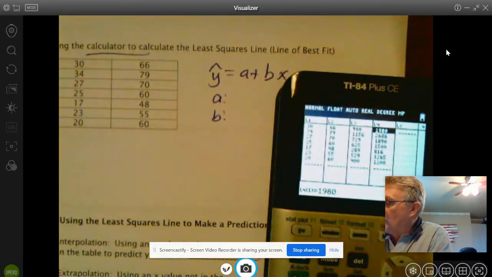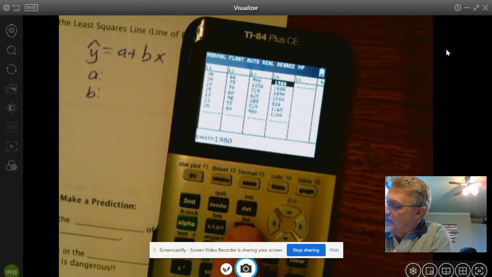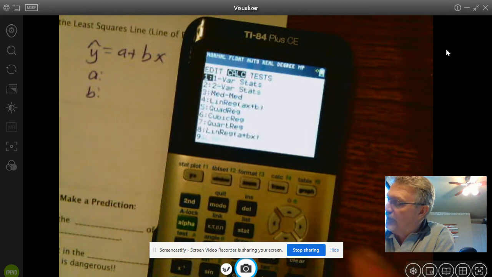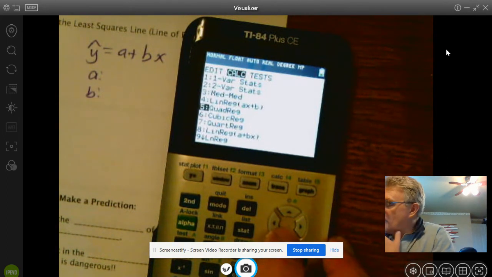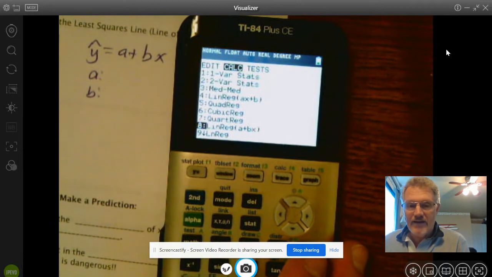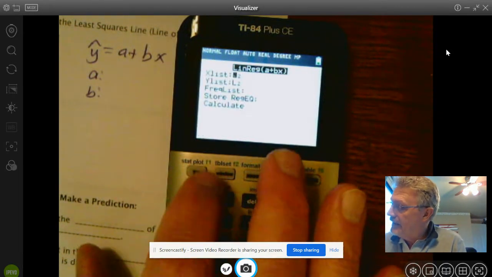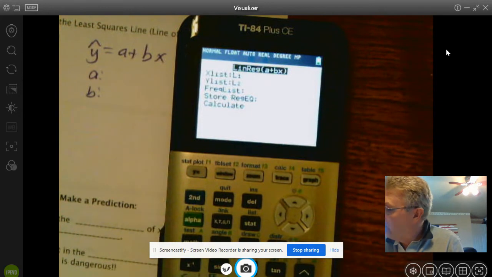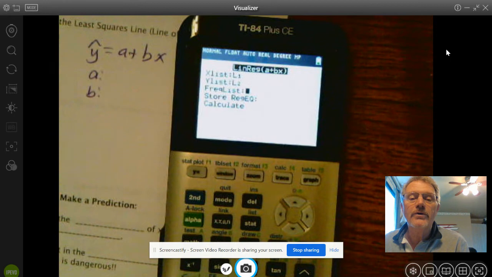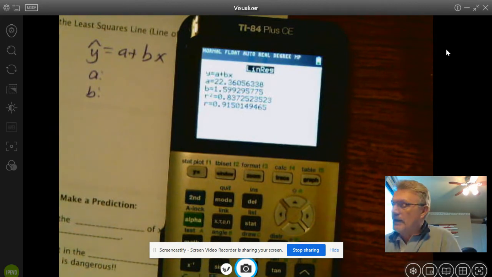So looking at my data, it's in list 1 and list 2. So stat, over to calculate, down to the a plus bx, not the ax plus b. My x's are in list 1. My y's are in list 2. There is no frequency list. We're not going to store it. So get down to calculate.